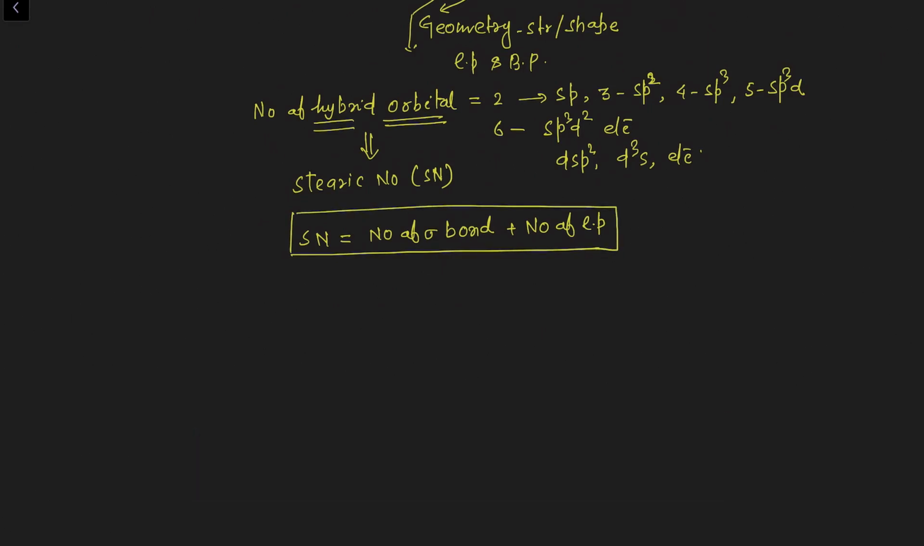If this sum is equal to 2, then hybridization will be sp. If this is equal to 3, then hybridization will be sp2. If this sum is equal to 4, then hybridization will be sp3. If this sum is equal to 5, then hybridization will be sp3d. If this sum is equal to 6, then the hybridization will be sp3d2.